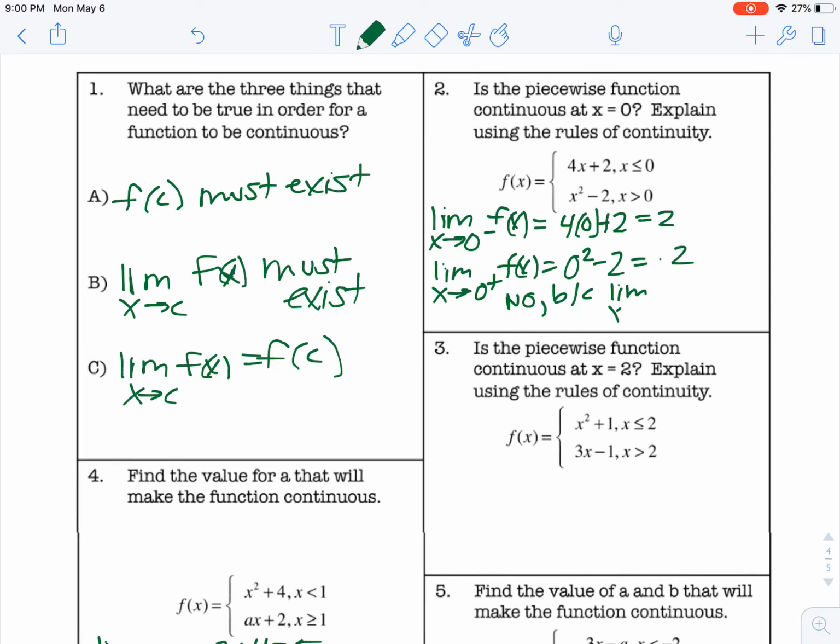because our limit as x approaches 0 from the left of f of x does not equal our limit as x approaches 0 from the right of f of x, which means our limit doesn't exist, which means that we don't have a continuous function. But writing this is sufficient for that.